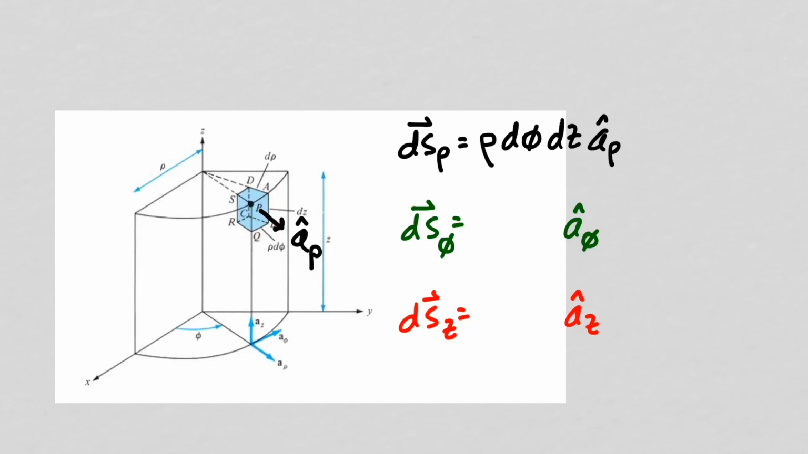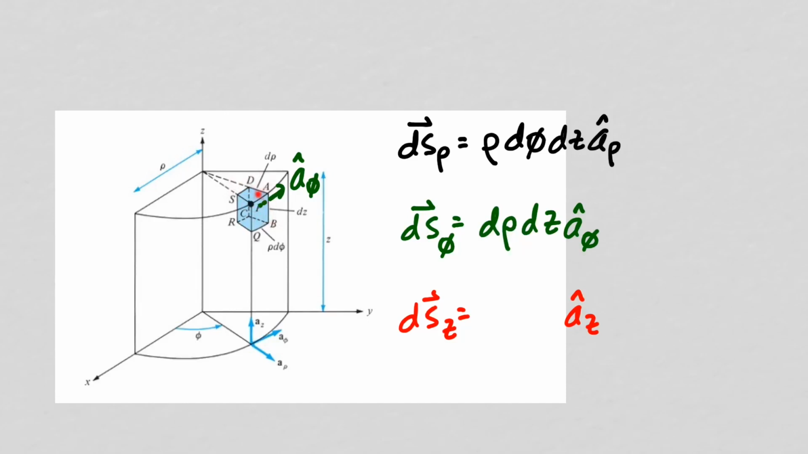Here is the unit vector in the phi direction, and the surface it is perpendicular to is A, B, C, D. And that surface has area d rho dz. Here is the unit vector in the z direction, and it is perpendicular to the surface ACSD. And that surface has area rho d rho d phi.